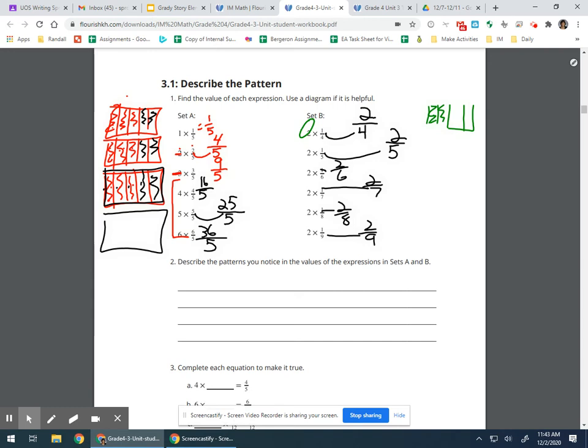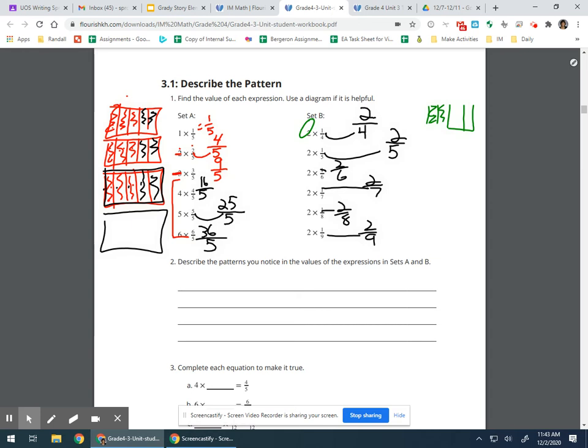The numerator is going up by how many? 1 plus 3 is 4. So maybe let's think of something else. The numerator is going up by 1 every time because it is one more group. Did you understand that? It's one more group. All right, let's keep going.